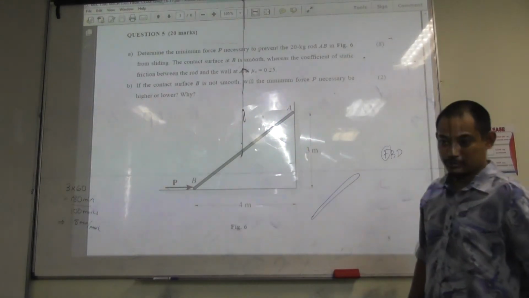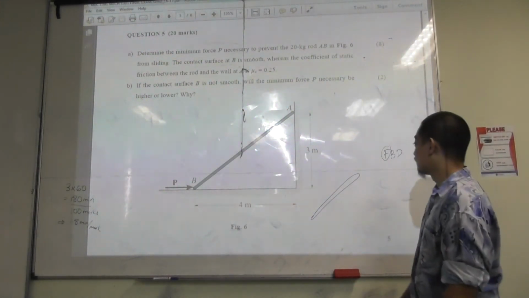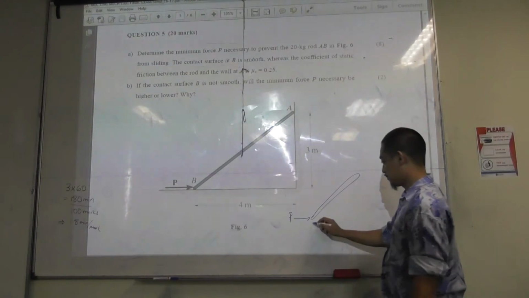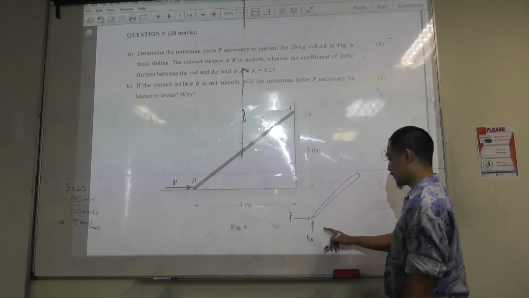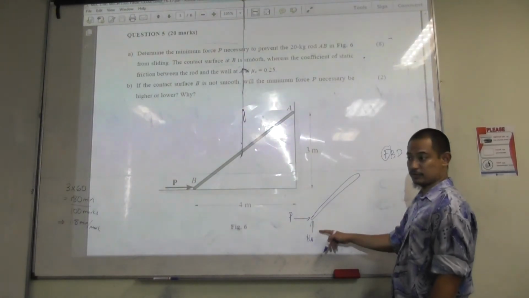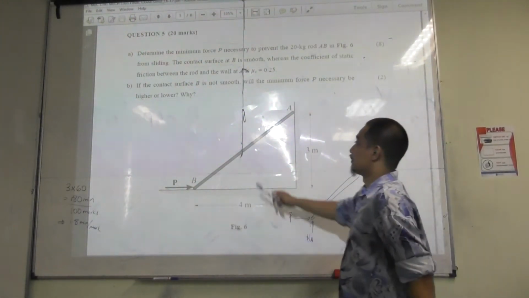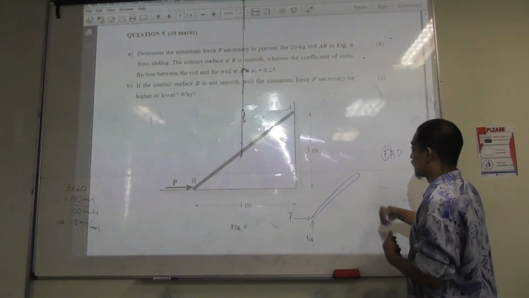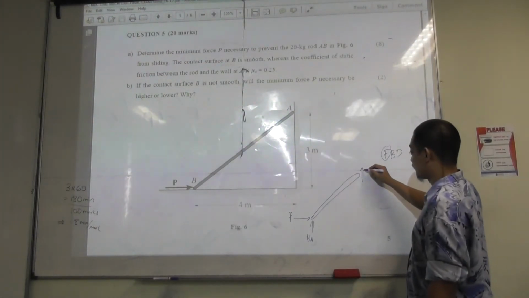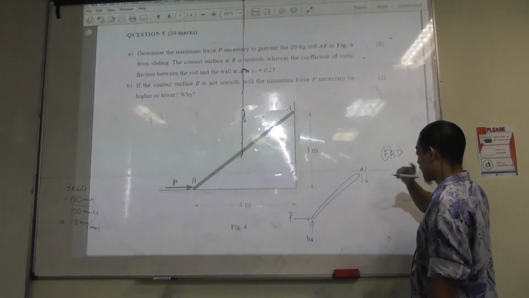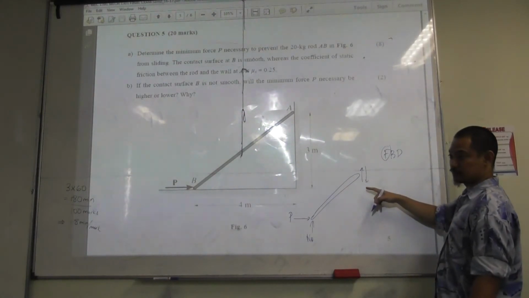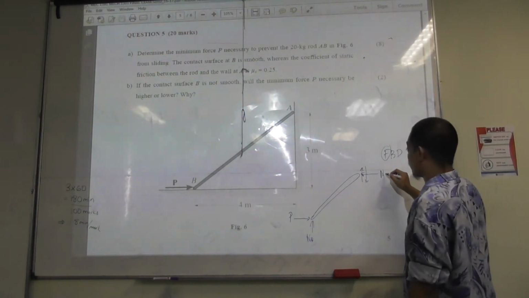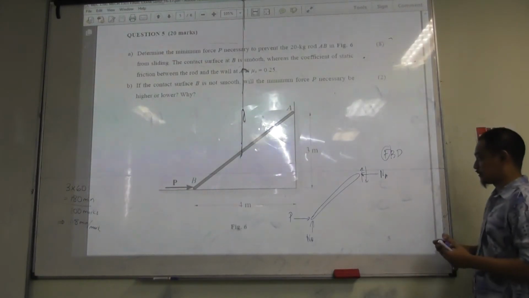Is there any problem? Is there any issue that you are not sure about? This one is sure, right? P. What do you have here? The normal. Do you have anything else? No friction? Why not? So it is smooth. At point A. Friction upward. Okay, is there anything else? So this one, everyone agree it's left. So the issue here is the friction, right?